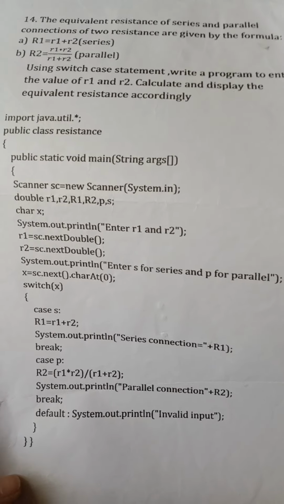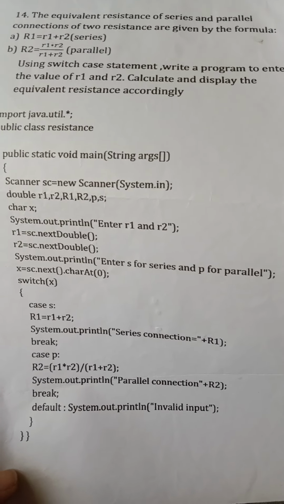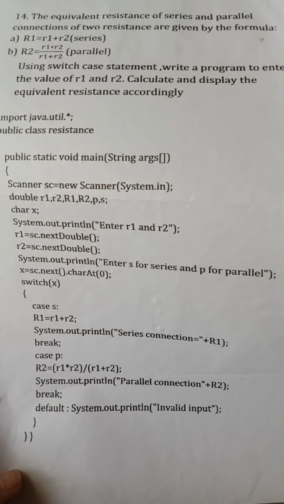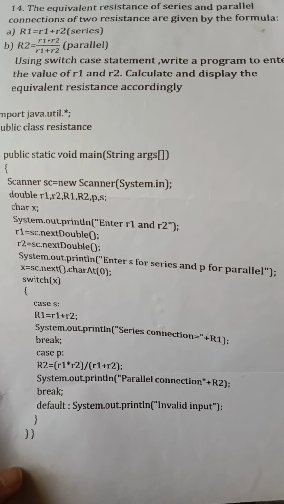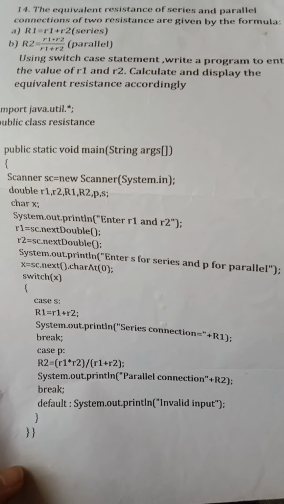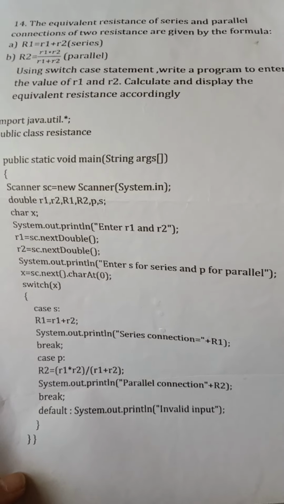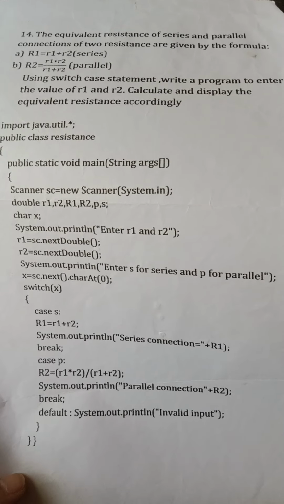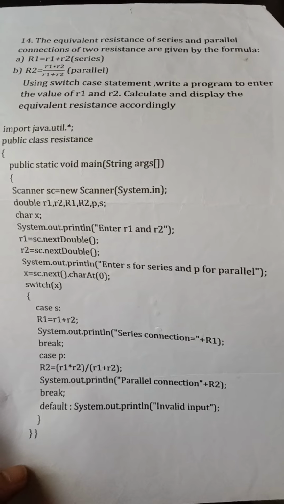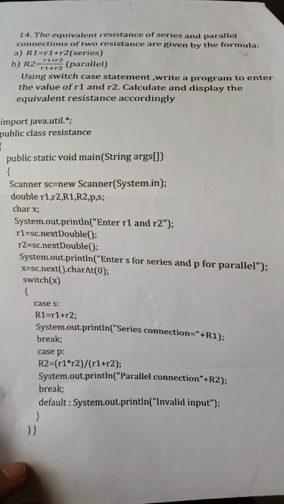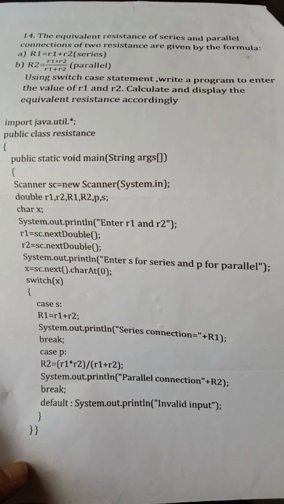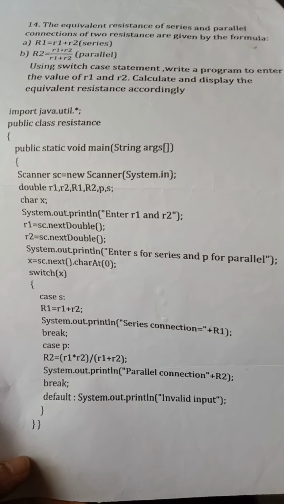The equivalent resistance of series and parallel connections of two resistors are given by the formula: R is R1 plus R2 in series, and R is R1 into R2 by R1 plus R2 in parallel. Using a switch case statement, write a program to enter the values of R1 and R2. Calculate and display the equivalent resistance accordingly.